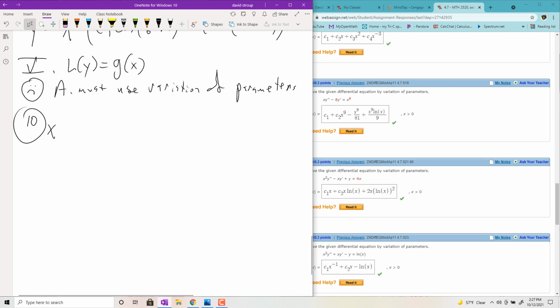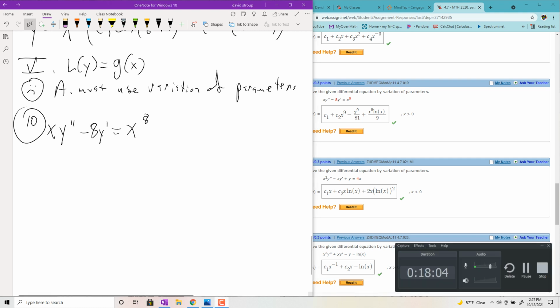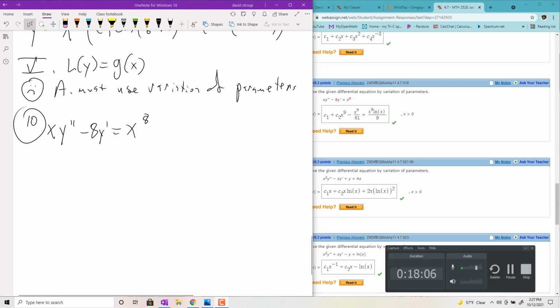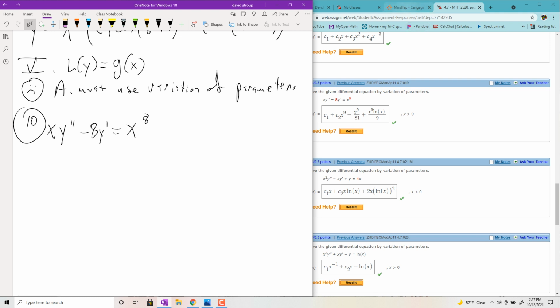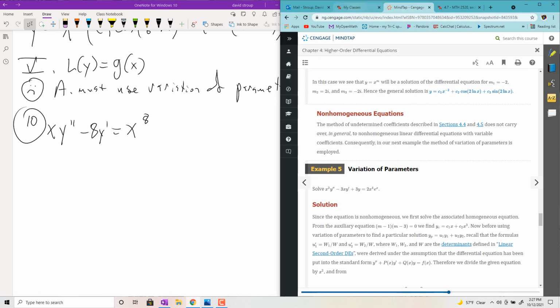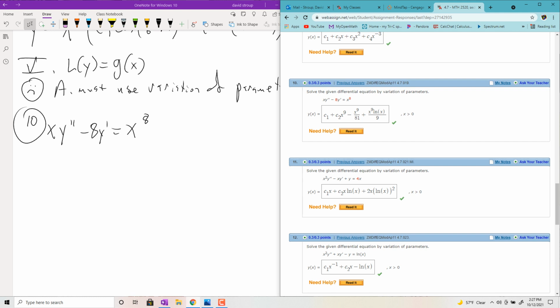Let's write it down first. xy double prime minus 8y prime equals x to the 8. So what you do is solve the associated homogeneous differential equation to get your y1, y2, and your complementary part of your solution. And then you're going to use variation of parameters to build the particular parts.